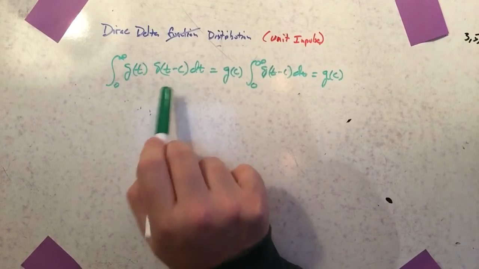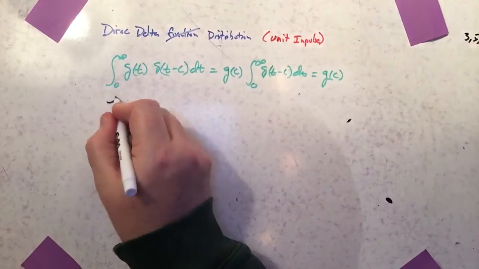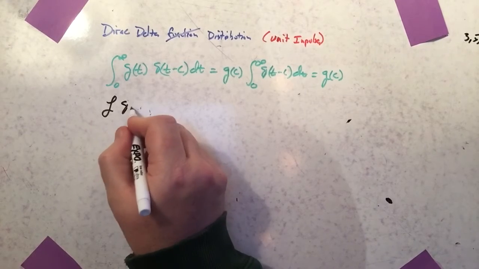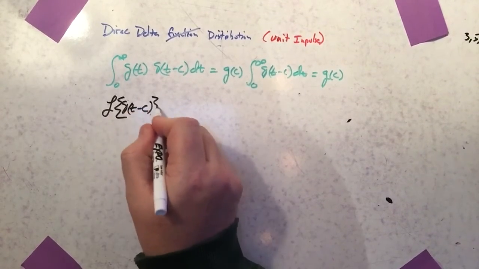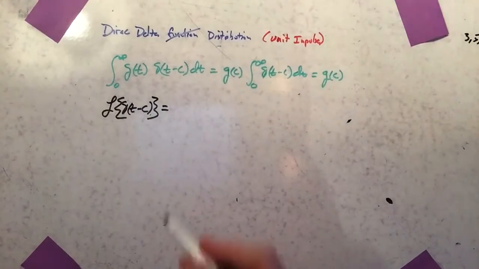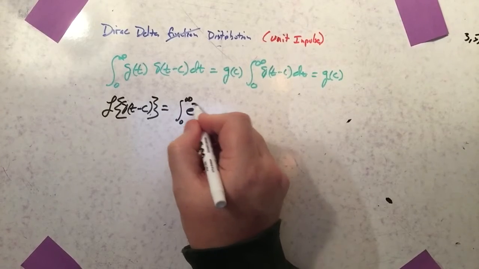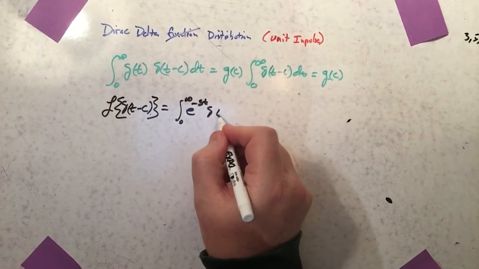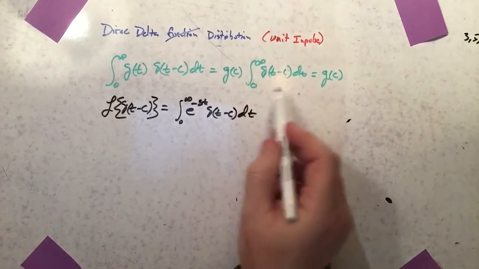Well, if this guy is going to be on the right-hand side of a differential equation, and I want to use the Laplace method for it, one of the first things I've got to do is be able to take the Laplace transform of the Dirac delta. Okay. So what is this going to look like? Well, once again, it's the integral from 0 to infinity of e to the negative st times the Dirac delta, t minus c, dt. Well, we just saw what this does.